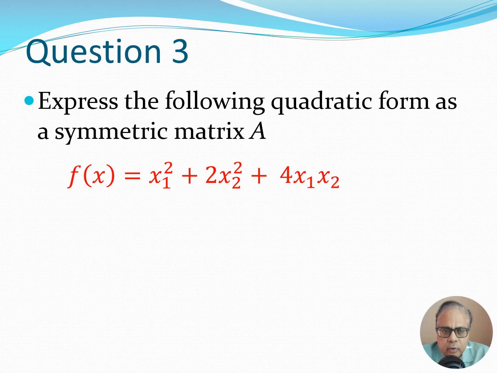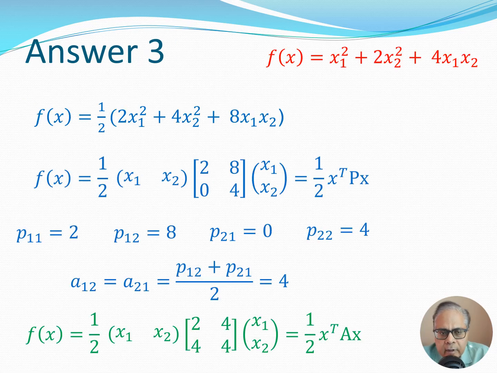Now let's look at question number 3, and this is: express the following quadratic form as a symmetric matrix. Quadratic forms are essentially given in a manner like this, and they are typically given as functions of 1, 2, 3, 4 variables and so on. This is a simple quadratic form involving only 2 variables, x1 and x2. If we take this quadratic form, we can immediately write it in this manner where we put a half here and multiply the terms in this particular function by 2. And then I can write it out in this form.